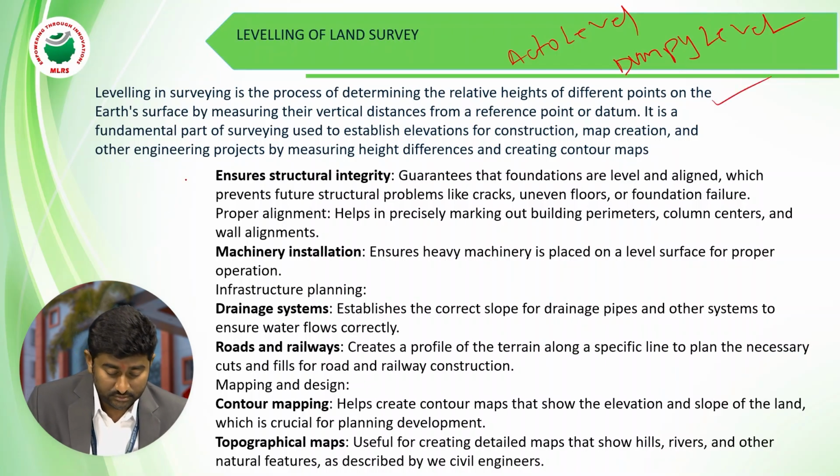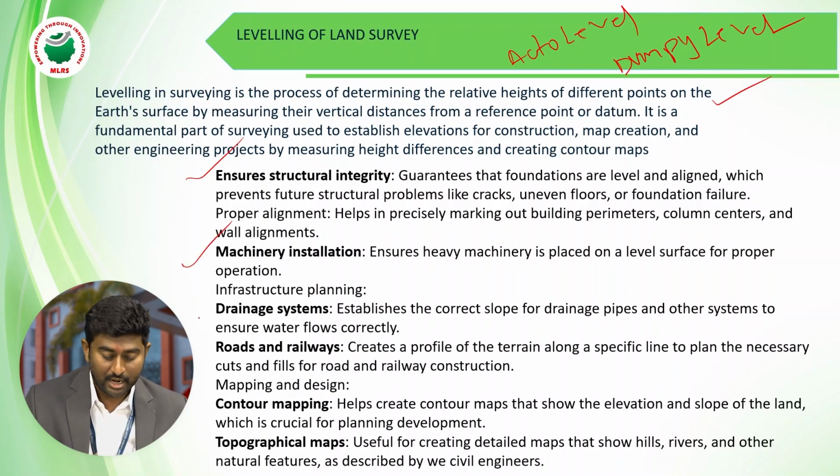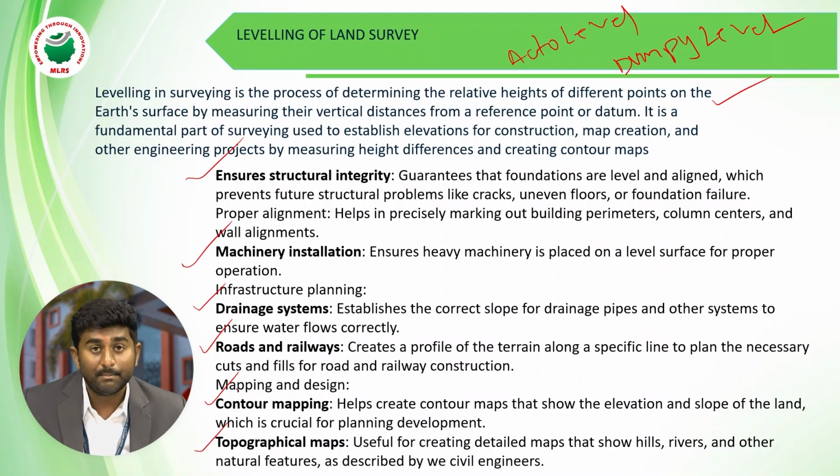Okay, next coming to ensuring the structural integrity and machinery installation, drainage systems, and roads and railways, contour mapping, topographical maps. These two are equipment used in land leveling, where the land is at high elevation and where it is at low elevation. Easily find, and the reduced levels are found out by using the dumpy level and auto level instruments.